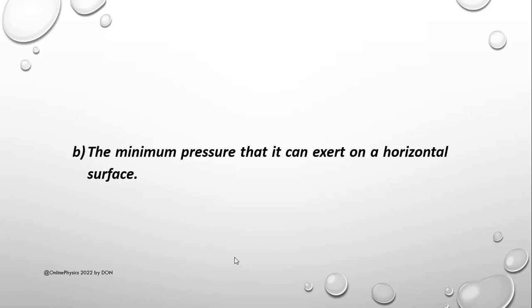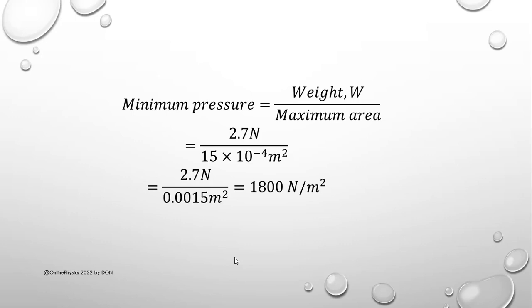Then the next question, they are asking us for the minimum pressure. Once you get the word minimum pressure, your formula becomes weight over the maximum area. Already we know the weight from our previous calculation in part A. Our weight is 2.7 newtons, courtesy of density times volume times g.